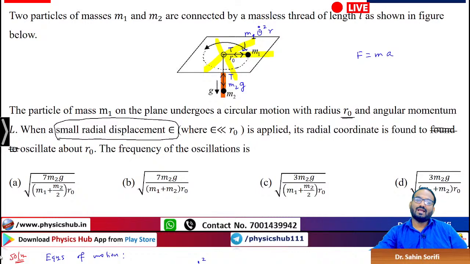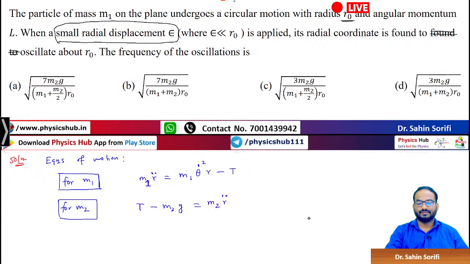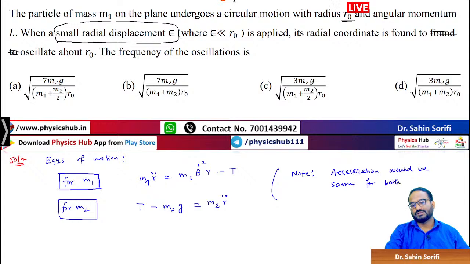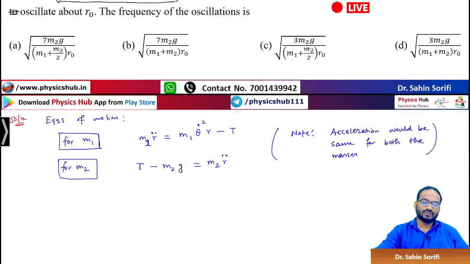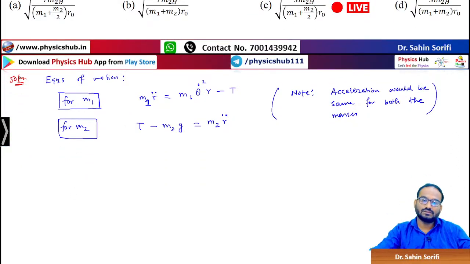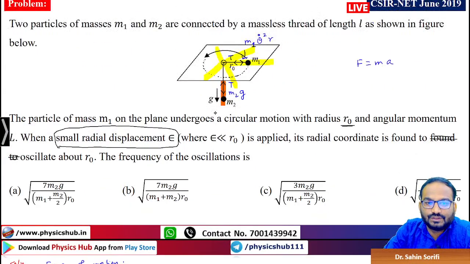Now you imagine the acceleration would be the same for both the masses, since they are connected by a thread. So here you can keep a note: acceleration would be the same for both the masses. So these are the two equations of motion.